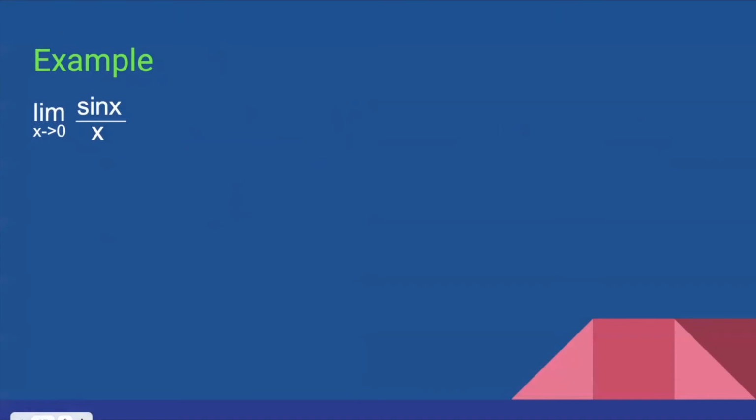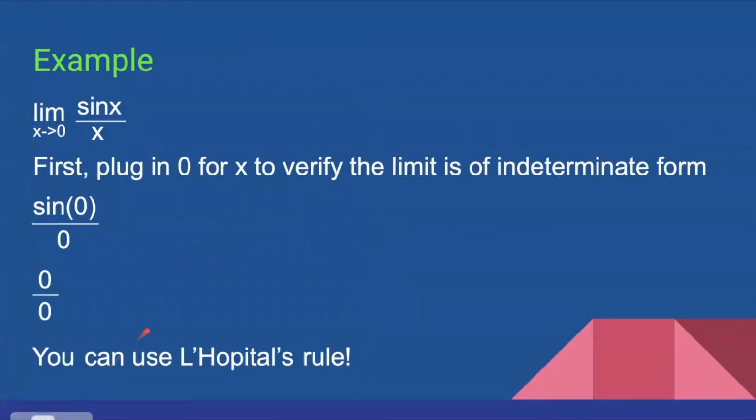All right, so here's an example. The limit as x approaches 0 of sine of x over x. So first we need to plug in 0 for x to verify that the limit is of indeterminate form. If it's not, then you cannot use L'Hopital's rule. So you plug in x equals 0 and you get 0 divided by 0. So that is indeterminate, so you can use L'Hopital's rule.